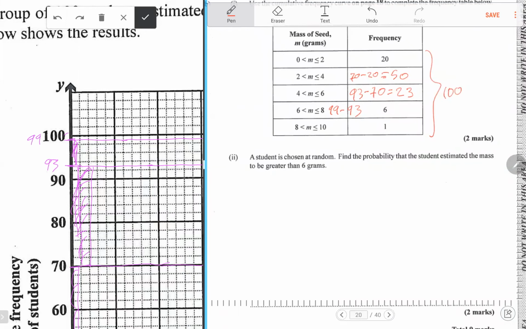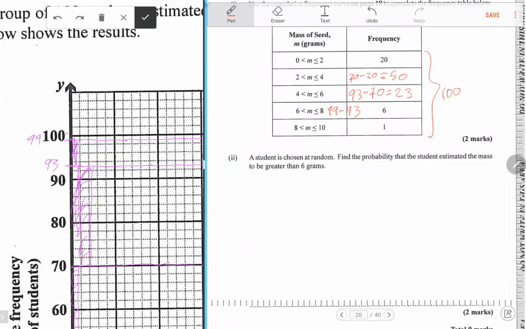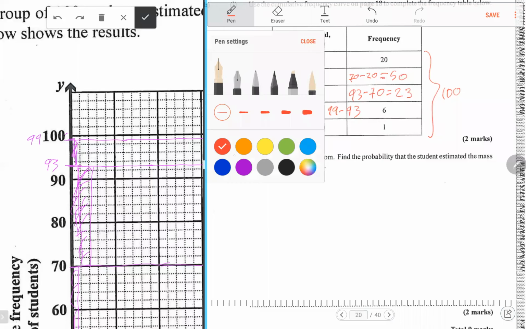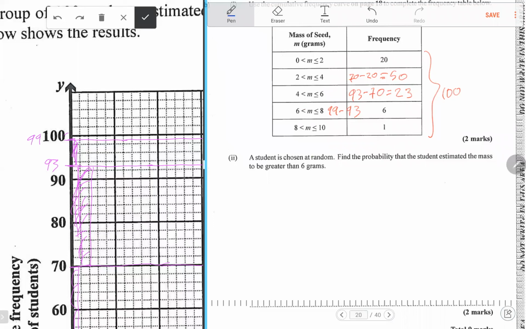And then now, you say a student is chosen at random. Find the probability that the student estimated a mass to be greater than 6 grams. So I'm going to use the blue for that. So the ones who did greater than 6 grams started here. See that? Those are the ones who did greater than 6 grams. This was greater than or equal to 6. So you're not including this one out of it.